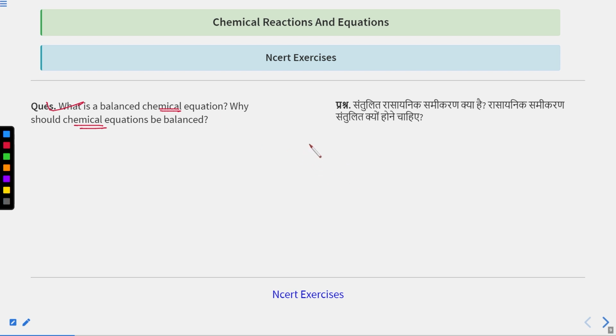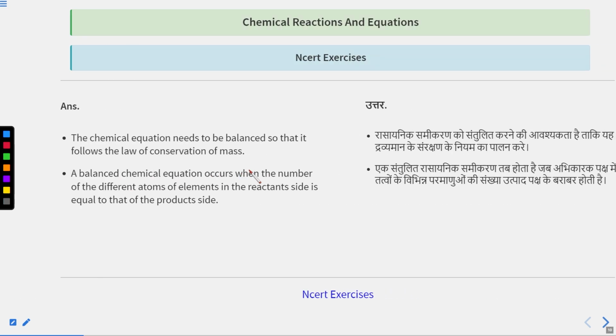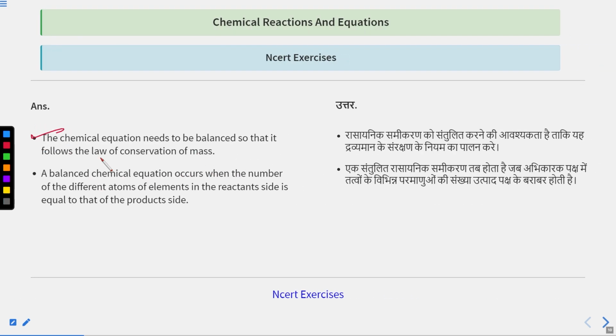Like you have seen a seesaw, right? If the weights on both sides are not the same, it looks like this. But if both weights on the seesaw are the same, it will look like this. So it should be balanced. So what should be the correct answer? The answer of this question is that the chemical equation needs to be balanced so that it follows the law of conservation of mass, as I told you already.